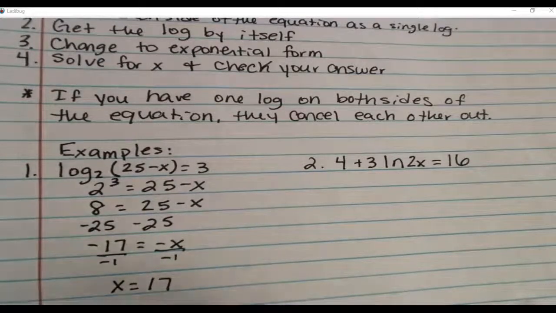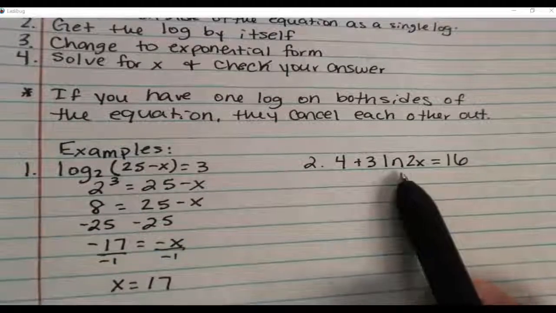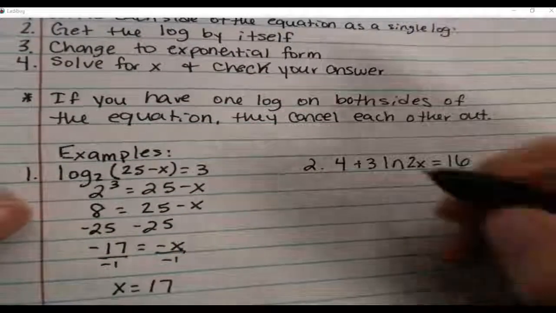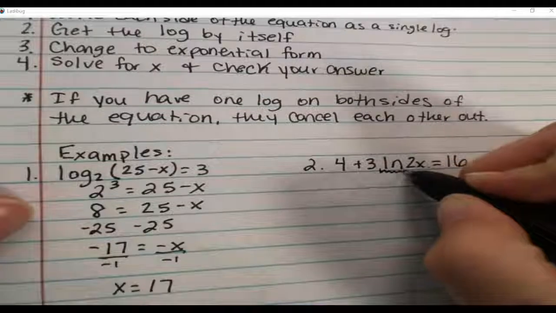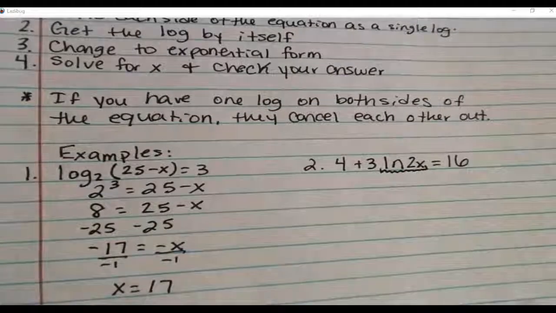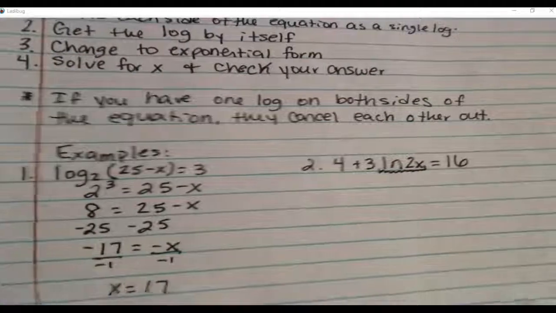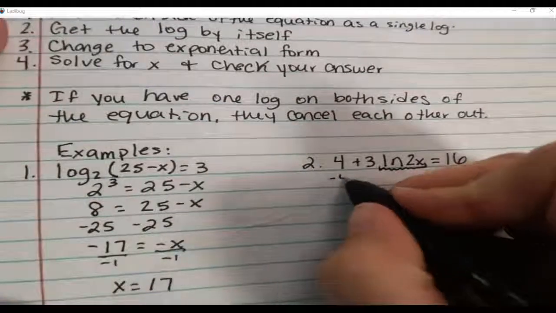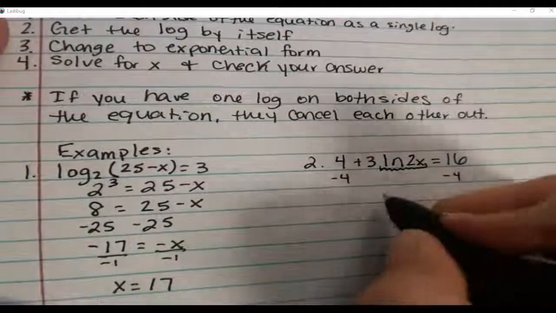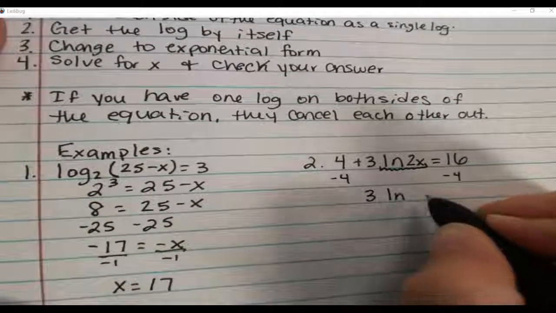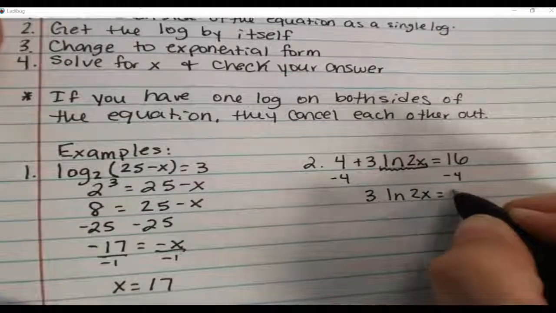So the first thing that we want to do is look, and we only have one log, so we're good to go there. But we want to get this ln of 2x by itself. So what do I need to move first? Good, minus 4. So then we get 3 ln of 2x equals 12.